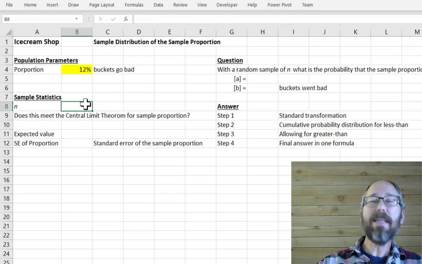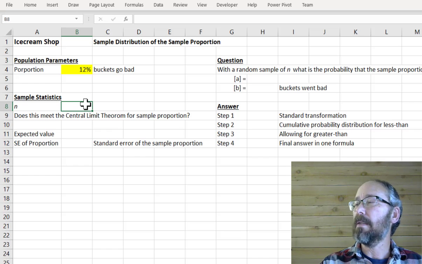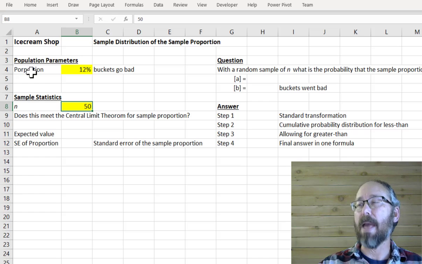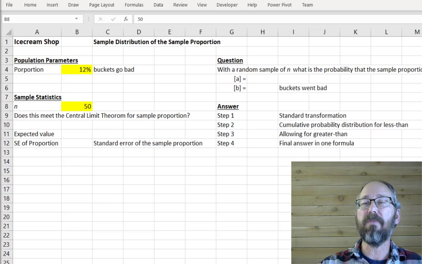Again, I need my n. So let's say for this that I'm going to use 50, and these are the number of buckets in my sample. So I have my population parameter, my proportion, 12%, and I have my sample. I'm going to look at 50 buckets. Now, does this meet the central limit theorem for sample proportion? Okay, so this is different than the central limit theorem for the sample mean, and the formulas are different. In fact, this is a compound "and" here, and here's what we have for that.